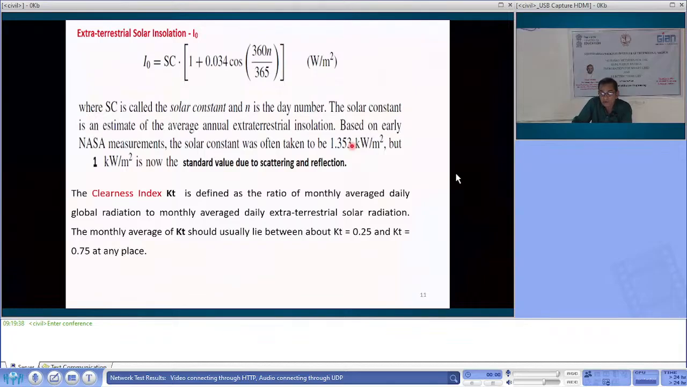The value is 1.353 as per NASA, but considering scattering and reflection, the standard value is 1 kilowatt per meter square. That is required when you consider standard test conditions under which the module is manufactured.